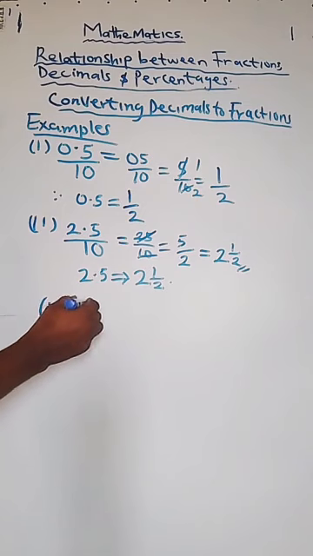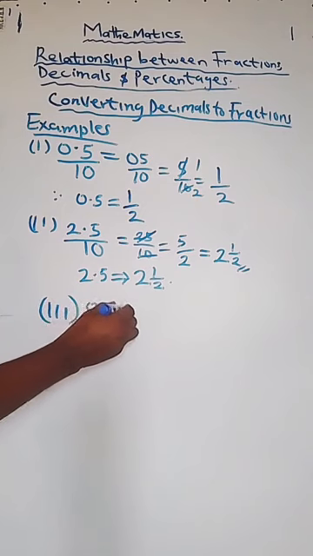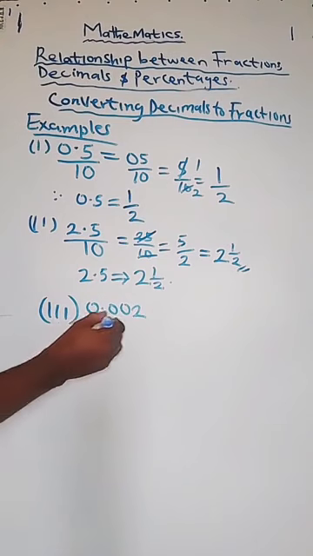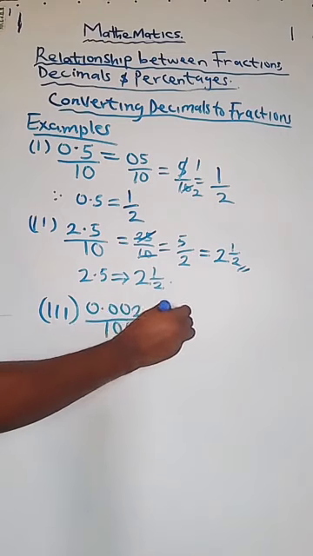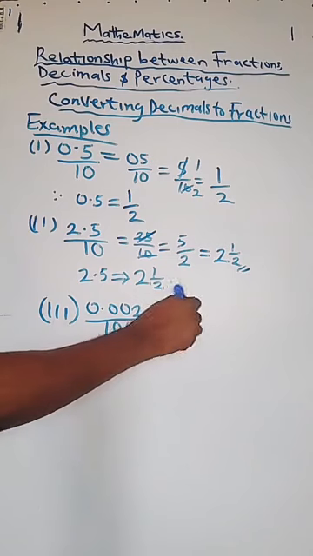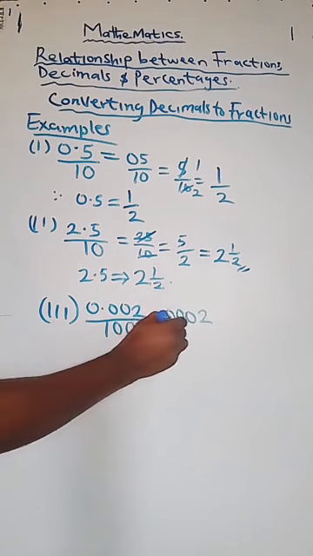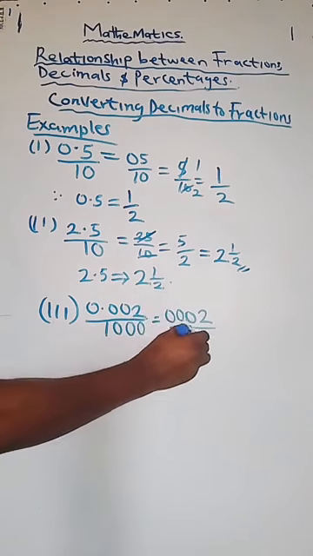Let's say you have a decimal number 0.002. As usual, you underline it. The decimal point will be 1, 0, 0, 0. So what do we have? We have 0, 0, 2, no, 0, 0, 2 over 1, 0, 0, 0.